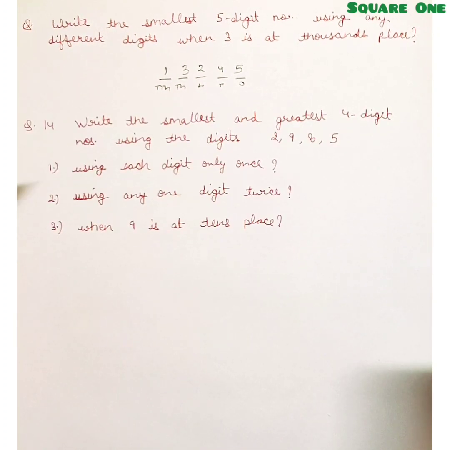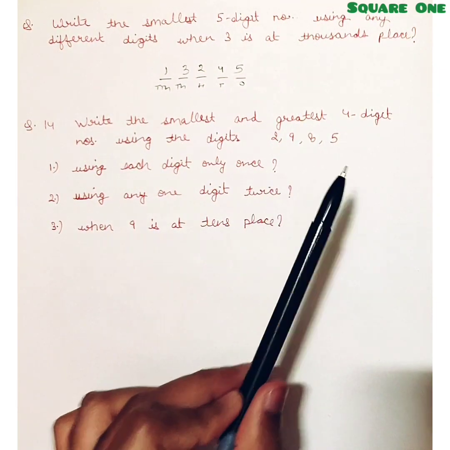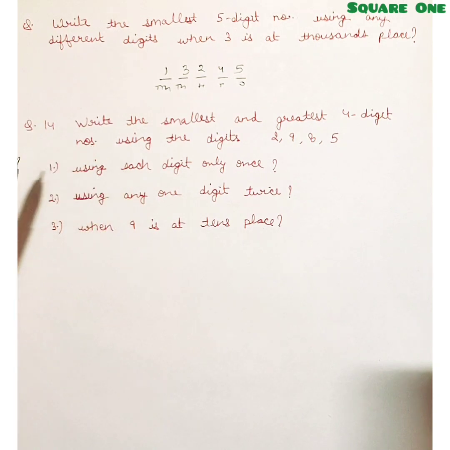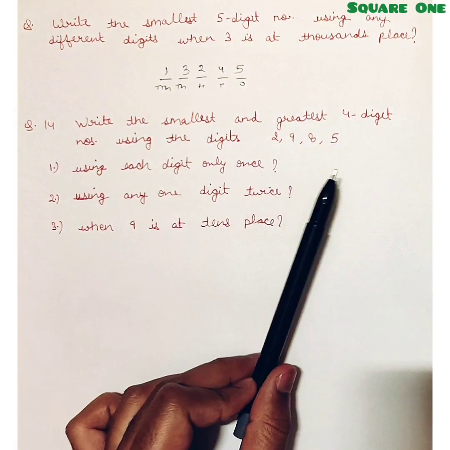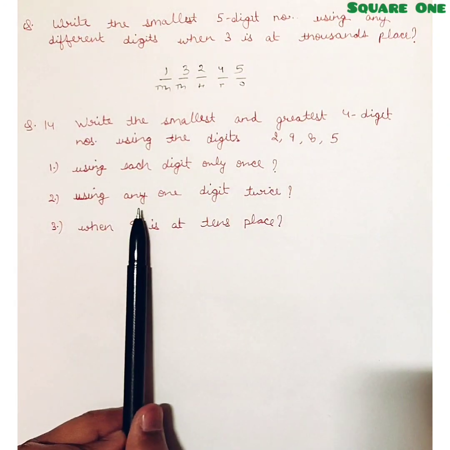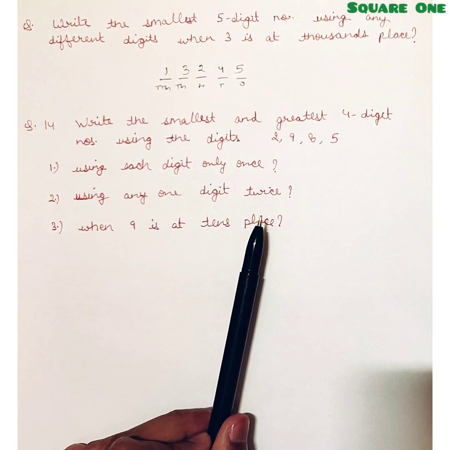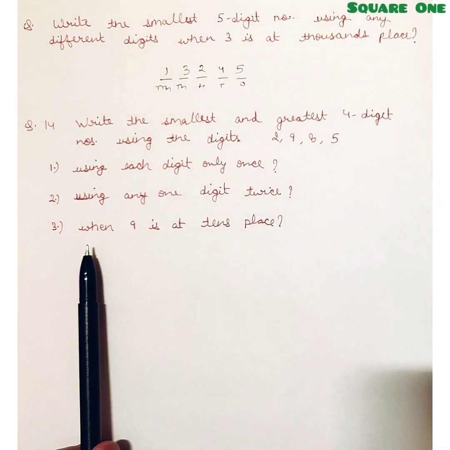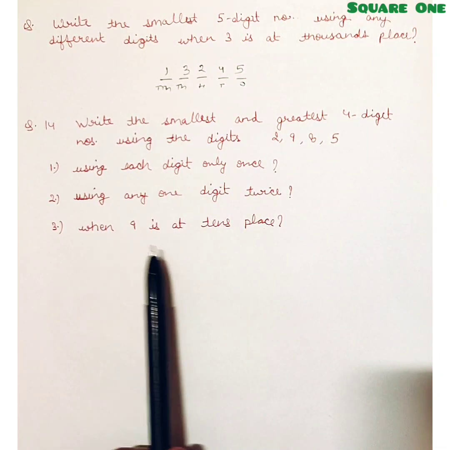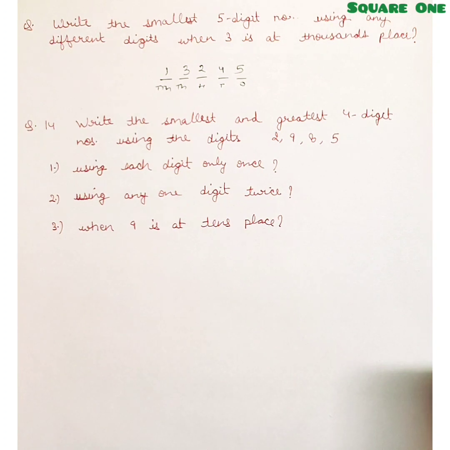Let me give you some questions for practice based on these types of questions. Write the smallest and greatest 4-digit numbers using the digits 2, 9, 8, 5. The first part says using each digit only once. You are allowed to use each digit only once among these numbers. Then the next part is using any one digit twice. You are allowed to use any one digit twice. And then last we have when 9 is at tens place. So 9 will be kept at tens place. You will have to form the numbers fulfilling that condition.